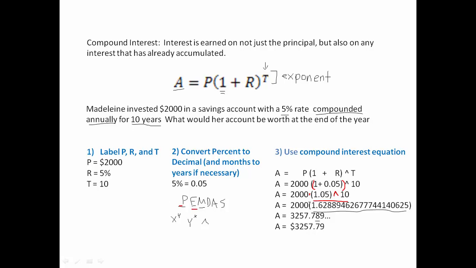You can evaluate this in your calculator by just typing things in as is, 2000 times 1.05 exponent button 10, if your calculator understands order of operations properly. Not all calculators do though, so it's good to learn how to do the order of operations in the correct order yourself.